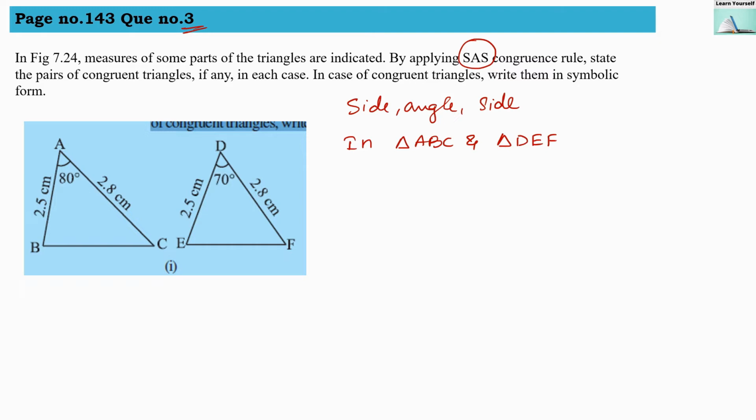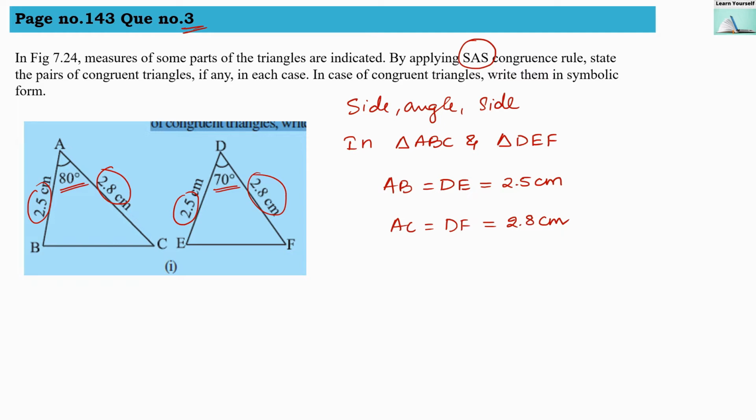Now we can locate here that AB and DE are both equal and they both are 2.5 centimeters. So AB is equal to DE equal to 2.5 centimeters. So we got one side. Another side is AC and DF. So AC is equal to DF. They both are equal to 2.8 centimeters. Now we need one more angle, and that is angle A and angle D, but their measures are different. So angle A is not equal to angle D, and that's why SAS congruence is not established here.